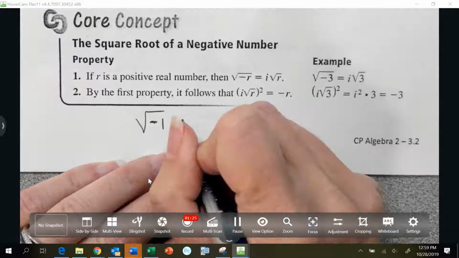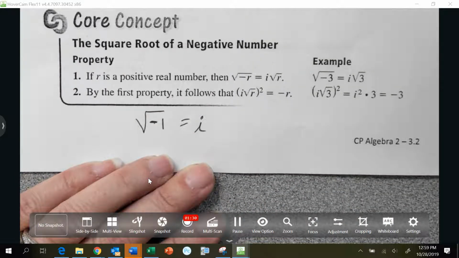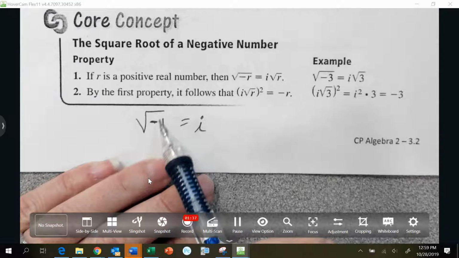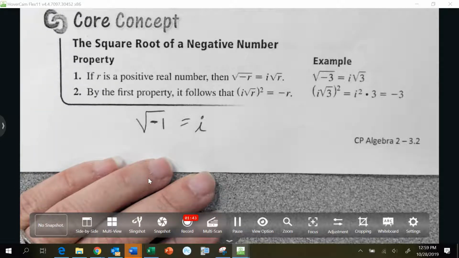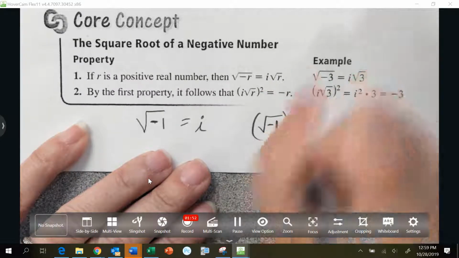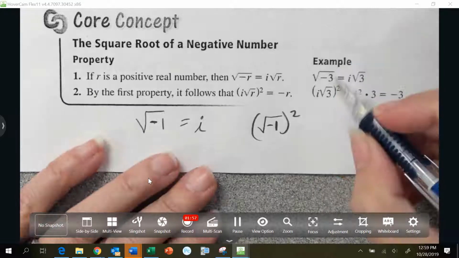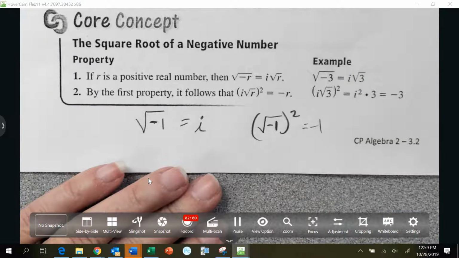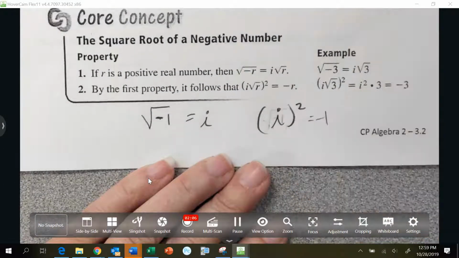The square root of negative 1 is i, which stands for imaginary. It's not a real number, so we have decided this is going to be represented by i. Anytime I have a square root of negative 1, it will be i. So if I have the square root of negative 1 and I square it, it should be negative 1. Or if I substitute it, if I have i squared, that's negative 1.